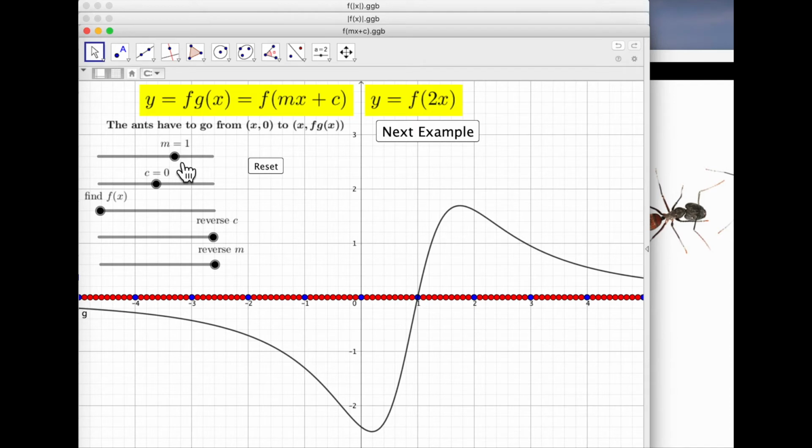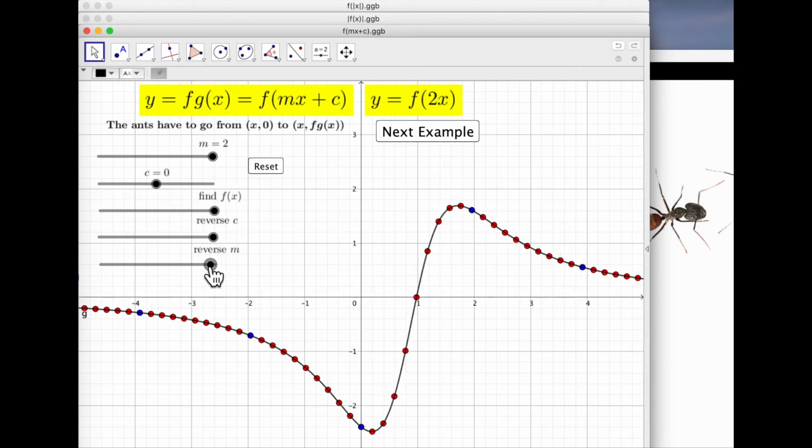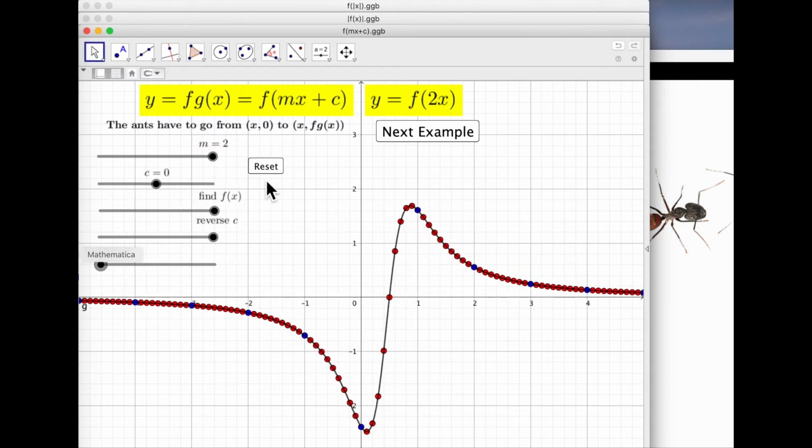f of 2x is very similar, of course, so now the ants stretch themselves out before finding the graph, and then have to go home, which involves shrinking the graph. Okay, now if we combine them, it is a bit more complicated.